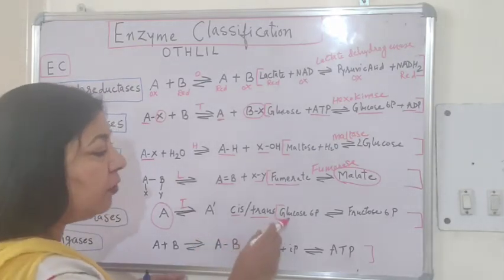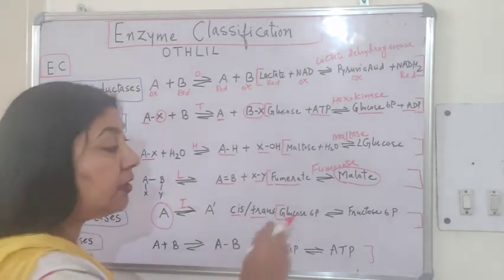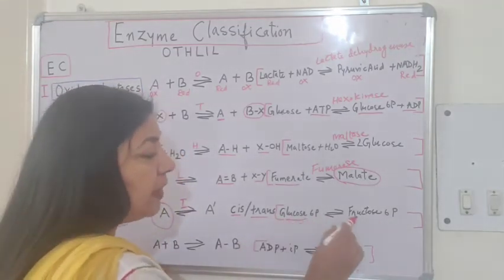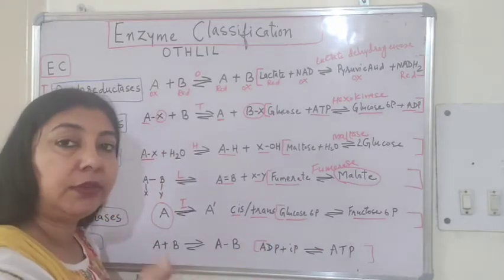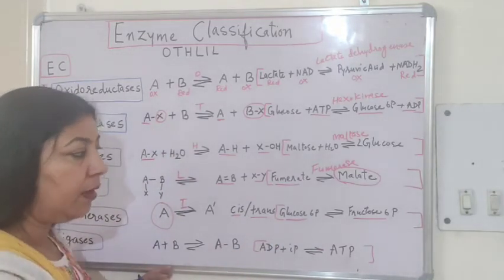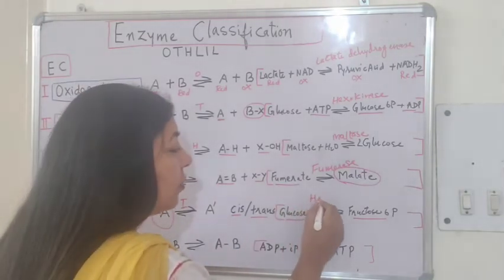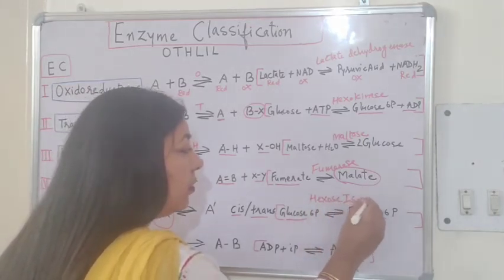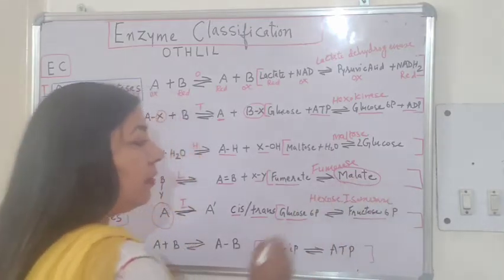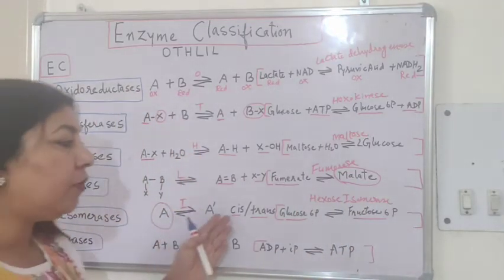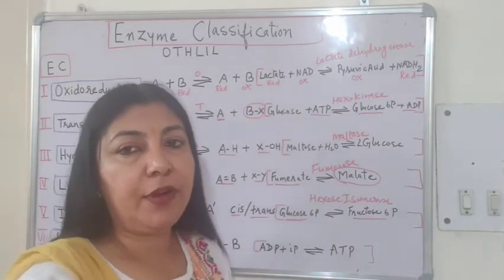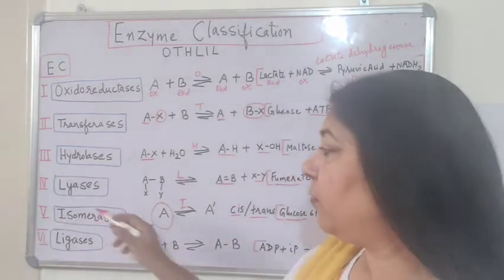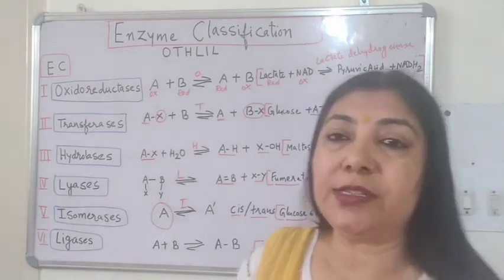Okay, for example, glucose 6-phosphate is converted to fructose 6-phosphate. The molecular formula of glucose 6-phosphate and fructose 6-phosphate is the same. Example, hexose isomerase. So this enzyme will convert the glucose 6-phosphate into fructose 6-phosphate, which is an isomer of glucose 6-phosphate. So class 5 is isomerases.